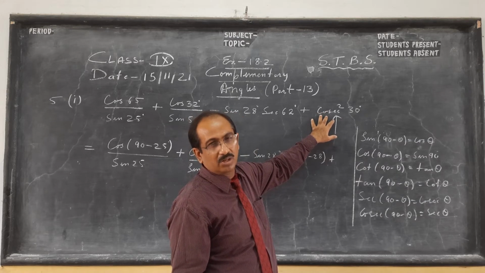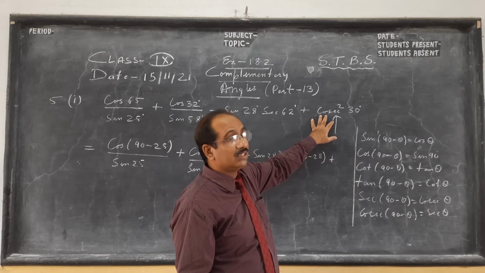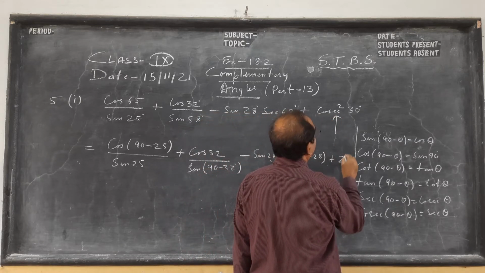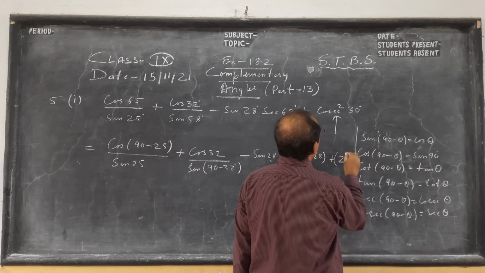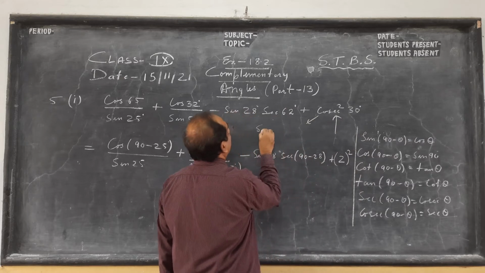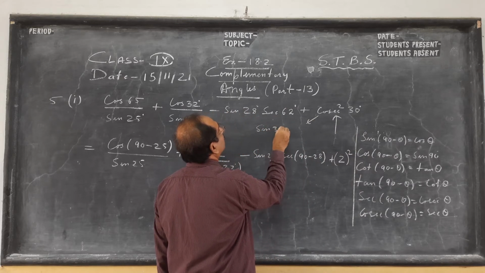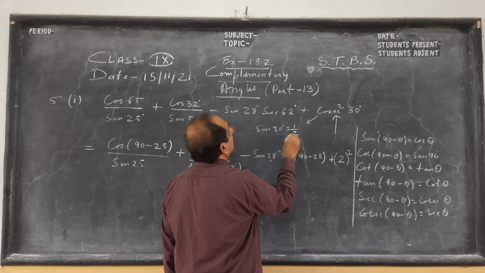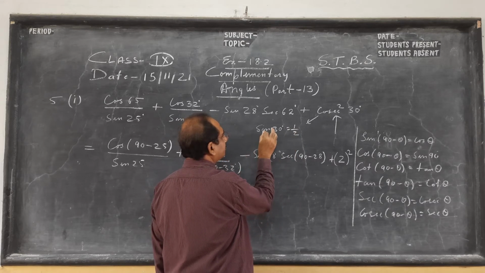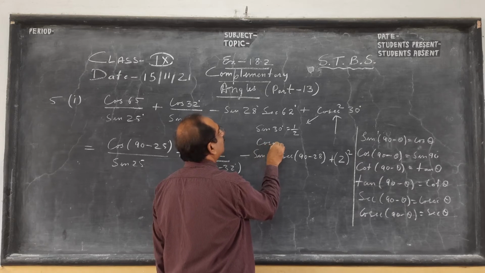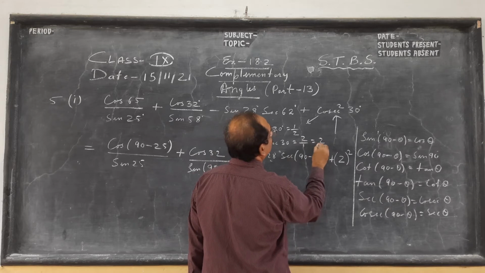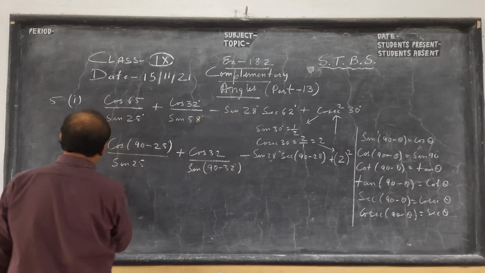Cosec is the reciprocal of sine, and sine 30 is half. So cosec 30 is 2. See here how I did it. Sine is the reciprocal of cosec, so sine 30 is half. Okay, sine 30 is half. So here the reciprocal of sine is cosec, so it is 2 by 1, which is 2. So you square it. Now see the next part.